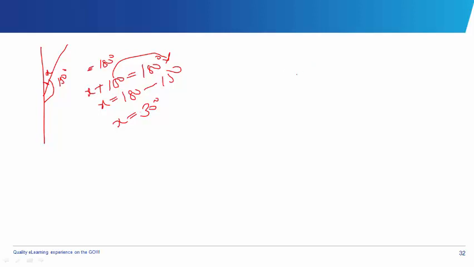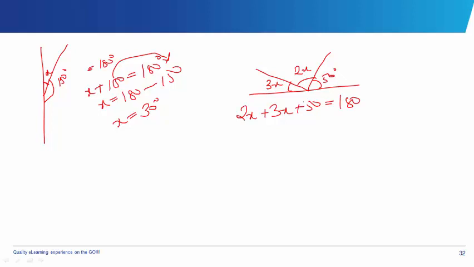Another example goes this way. You have another straight line. Here is 50 degrees. Here is 2x. And here is 3x. This is also a straight line. It means 2x plus 3x plus 50 will give you 180. This gives you 5x plus 50 equals 180.